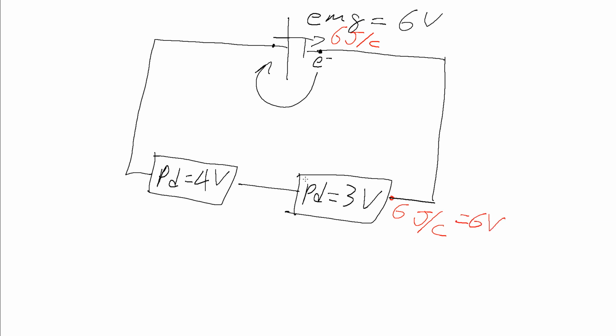We pass through this resistor and 3 joules per coulomb is taken out of the circuit. So at this point here we're down to 3 joules per coulomb. We hit the other resistor, we pass through and we lose another 4, which gives us minus 1 joule per coulomb, and that takes us back around here to minus 1 joule per coulomb, having started at 0 joules per coulomb.